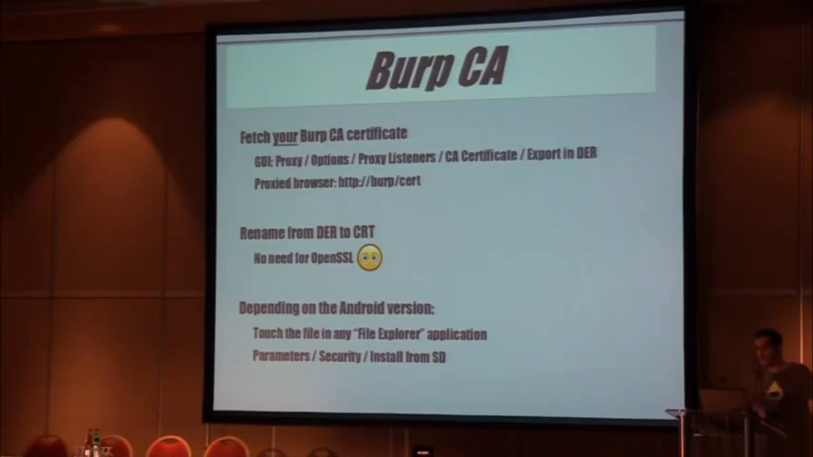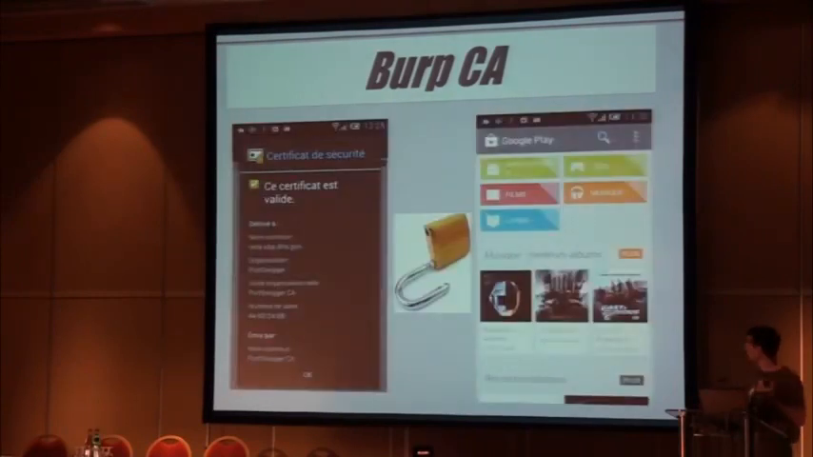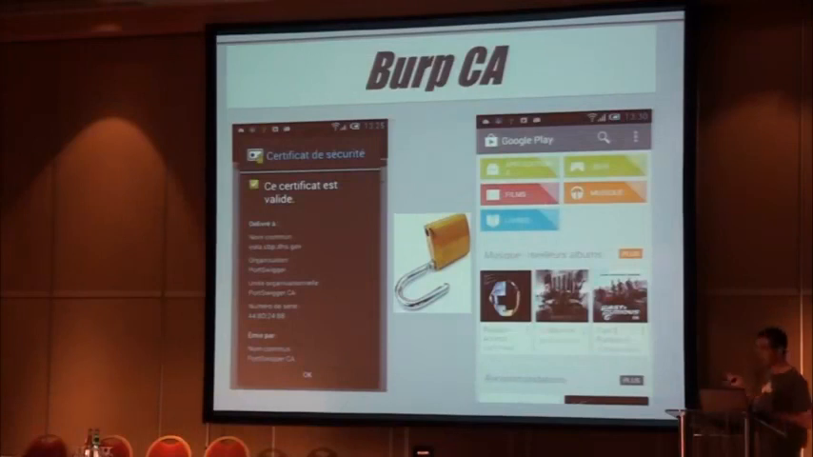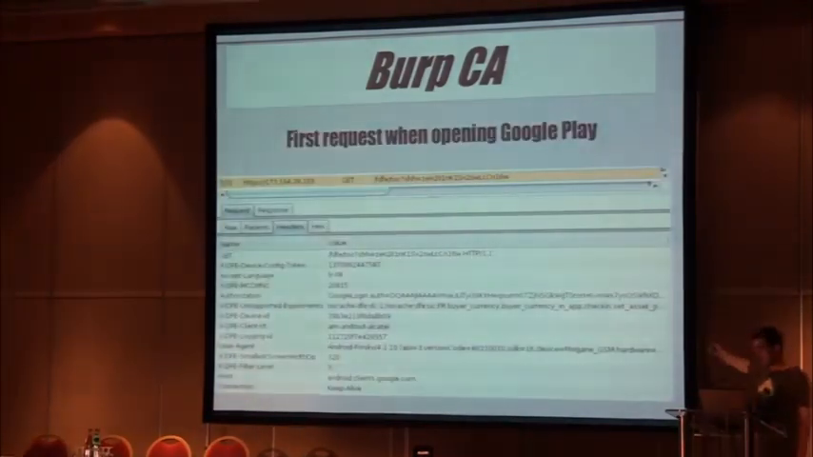Then, depending on your Android version, you can just touch the file, or you can go to Settings, Security, Install from SD card, and then you have your Burp certificate, which is included in the recognized authorities. Then you get this kind of behavior. So you can debug Google Play, and you can have your application happy with the certificate. And this is the first request you get when opening Google Play, so you can spend your time diving into what is possible and what is not in this kind of online web store. But it's forbidden.